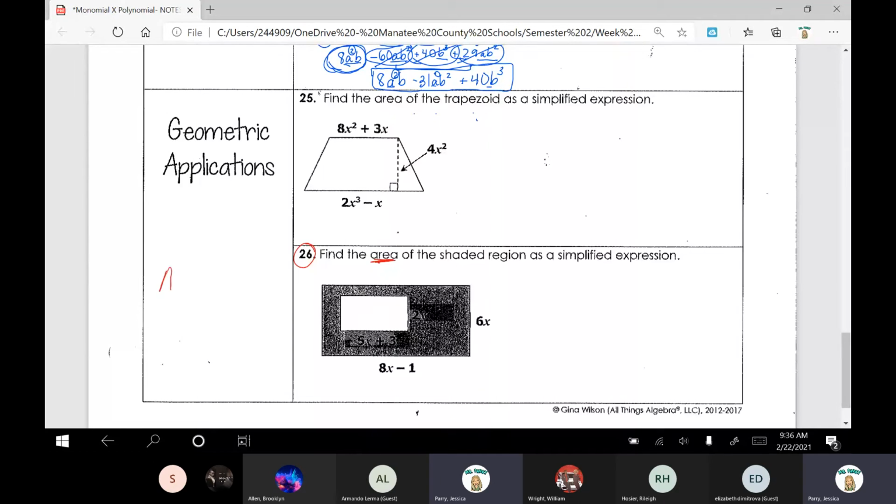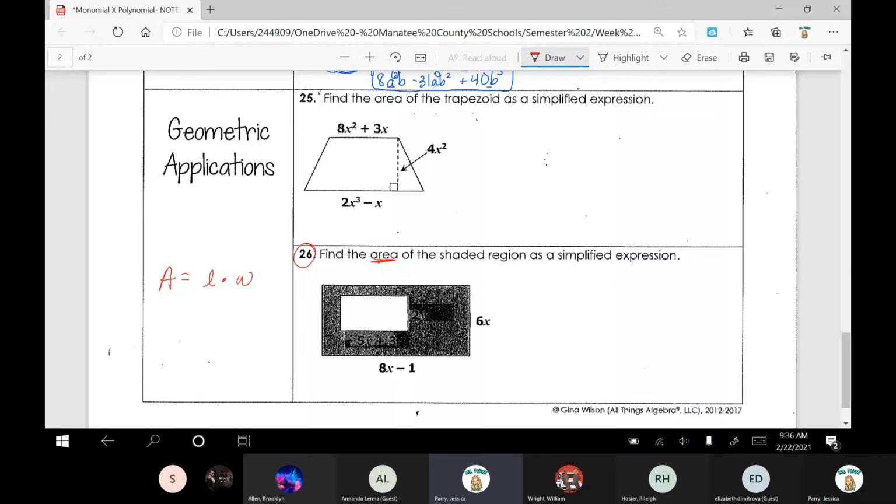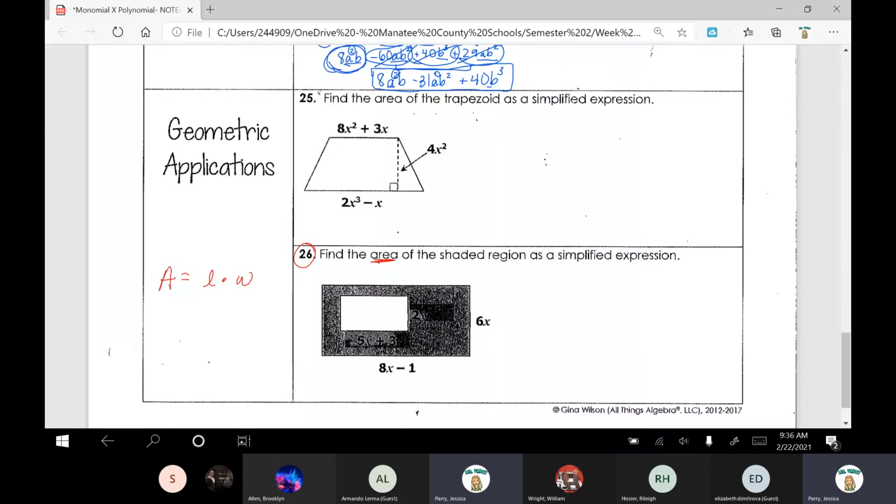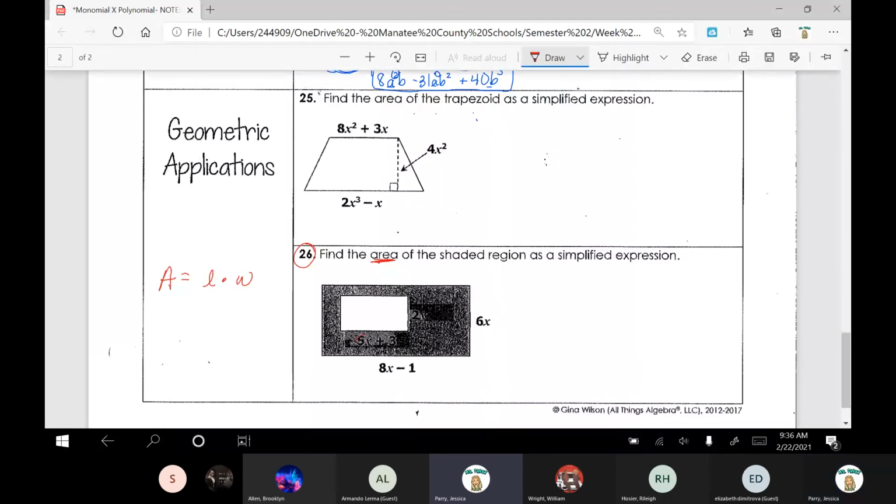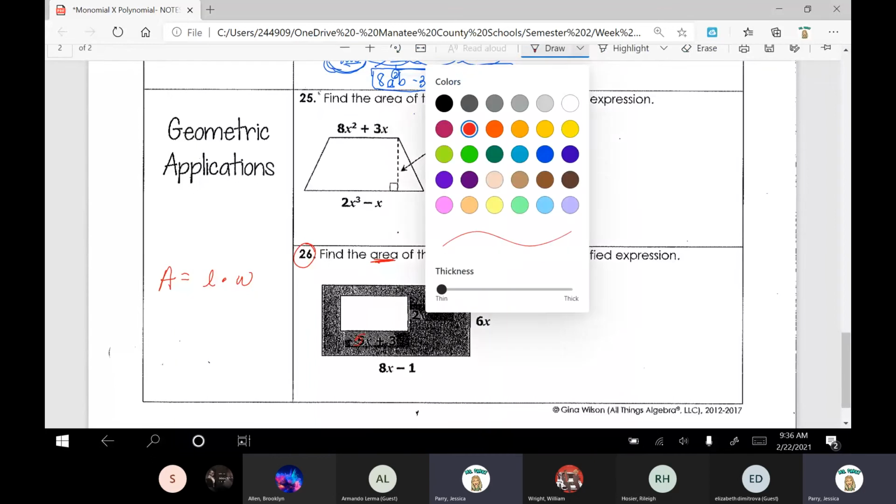Okay, so first let's think of the equation for area. Area equals length times width. Okay, and I'm gonna write this down here. This is 5. Oh, you can't even see that. Let me get a different color.